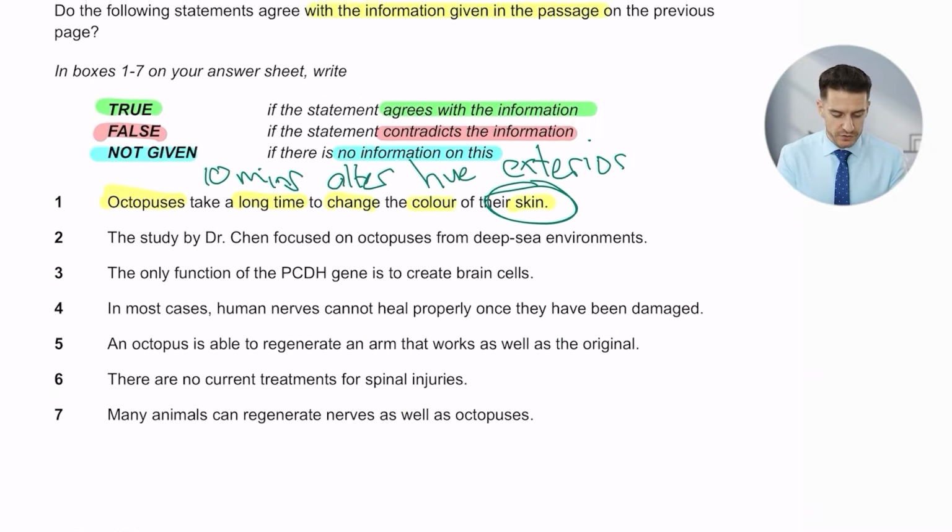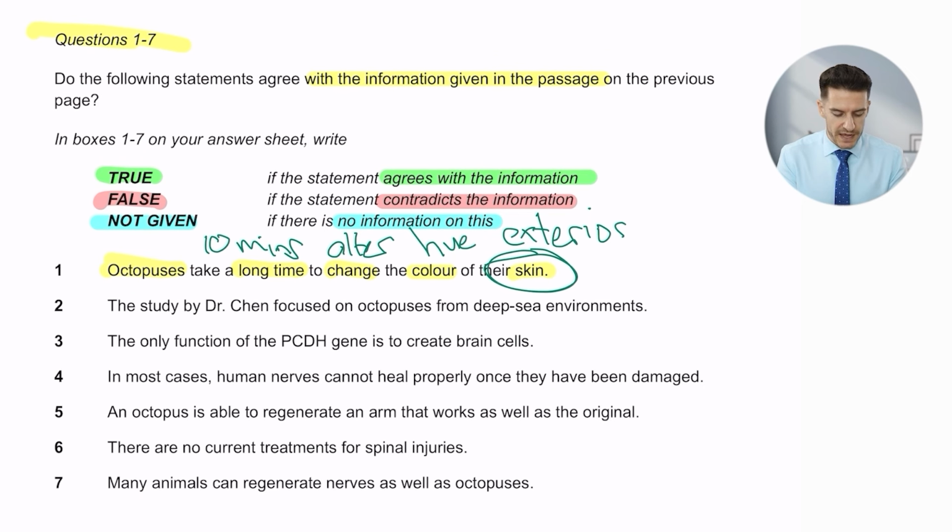So let's go down to the question and decide on the answer. Octopuses take a long time to change the color. Well, that's not true because they can do it in mere seconds. So the answer there is definitely 100% false. Now, let's move on to the next question, number 2.